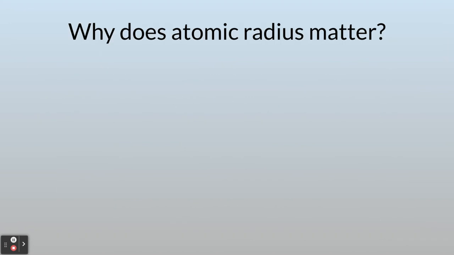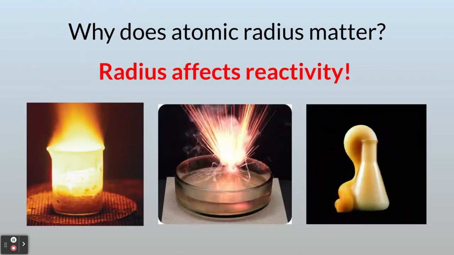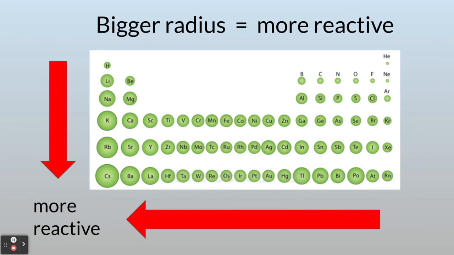Okay. And just a little background here. Why do we care about how big atoms are? Well, it affects how reactive they are. The bigger the atom, the more reactive it is. And this is what we mean when we say reactive. Does it explode when it comes into contact with water? Does it catch on fire when it comes into contact with air? In other words, does it react with other elements around it? So the bigger it is, the more reactive it is. These elements here in this corner are the most reactive elements in the periodic table.